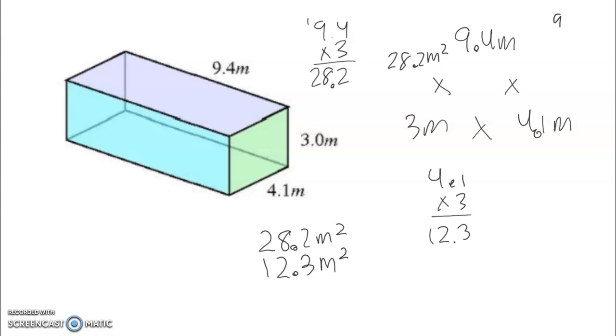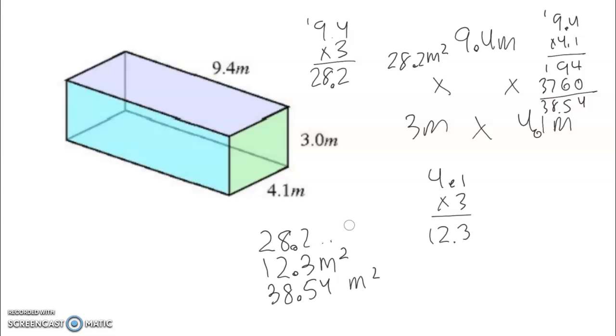And then on this side, I've got 9.4 times 4.1. 4 times 1 is 4. 1 times 9 is 9. Placeholder 0. 4 times 4 is 16. Carry the 1. 4 times 9 is 36. Plus the 1 is 37. When I add those together, 2 numbers behind the decimal, I've got 38.54 meters squared.